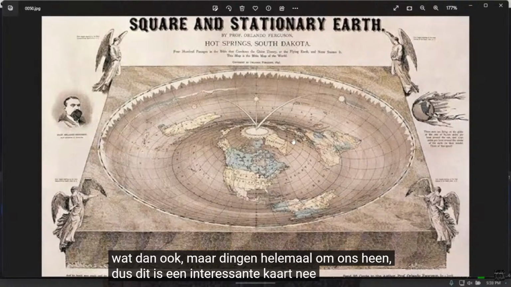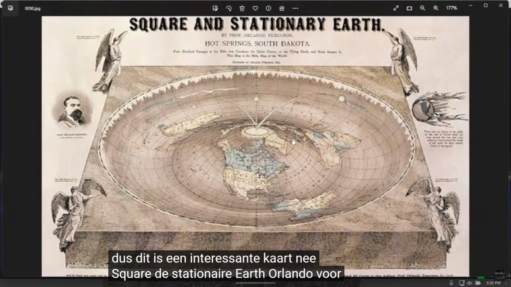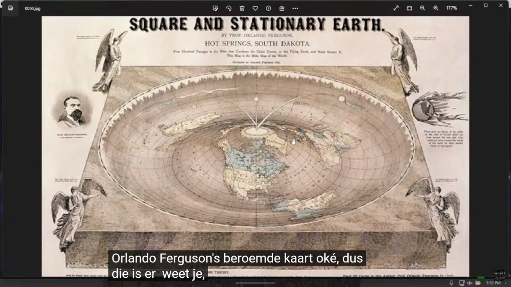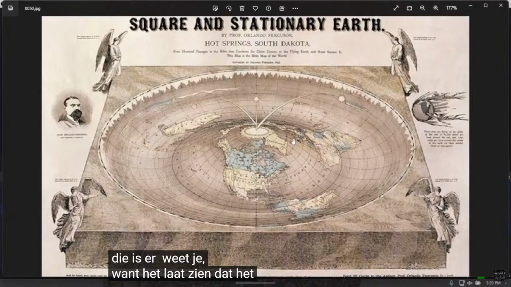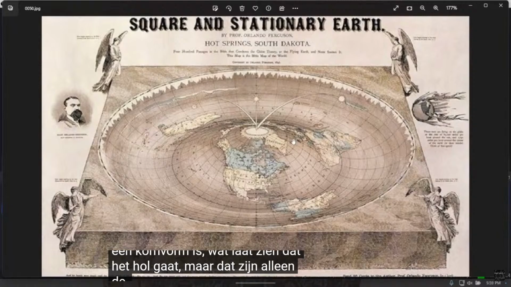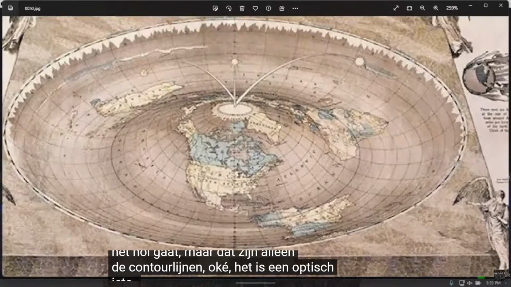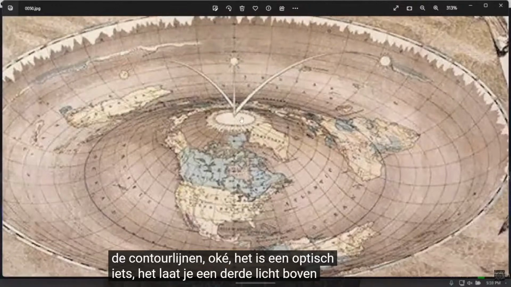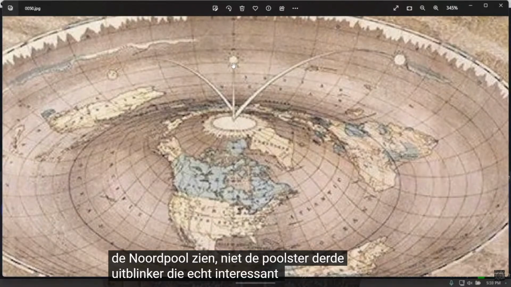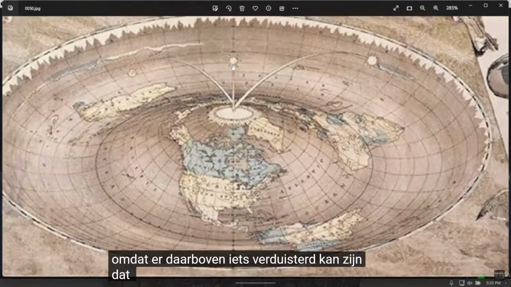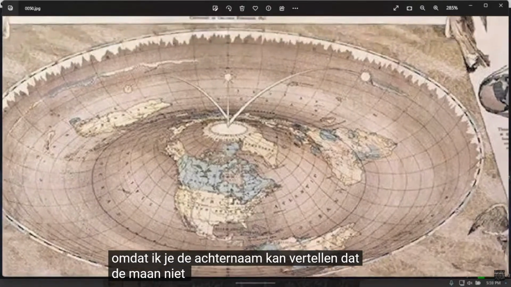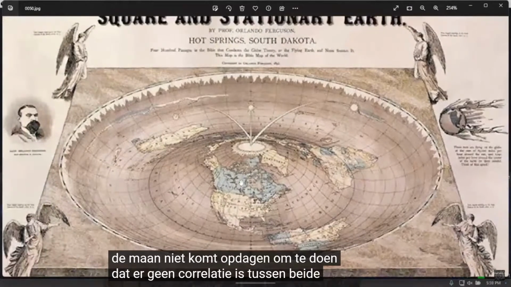Now, Square and Stationary Earth, Orlando Ferguson's famous map, okay? So there's issues with it, you know, because it sort of shows that it's a cup shape, which sort of shows that it's going like concave. But that's only the contour lines, okay? It's an optical thing. It shows you a third luminary over the North Pole. Not a pole star, a third luminary, which is really interesting because there could be something blacked out up there which causes weird eclipses, because I can tell you the moon ain't showing up to do that. There's no correlation between them both.